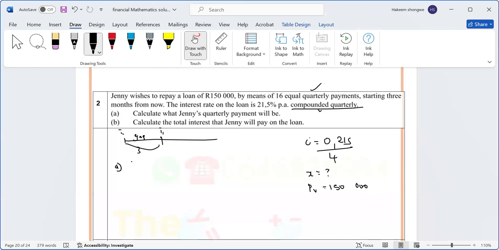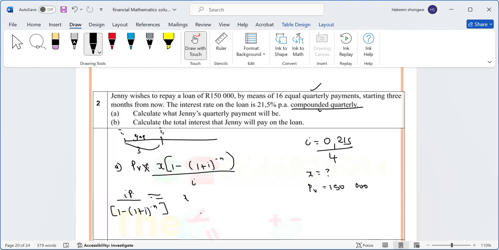We are saying it's PV, which is going to be equal to X, open bracket 1 minus 1 plus I to the power of minus n close bracket, all over I. And then now we're looking for X. If we're looking for X, we said we're going to start by multiplying, and then we have I and PV all over 1 minus 1 plus I to the power of minus n close bracket. And then this is going to be X.